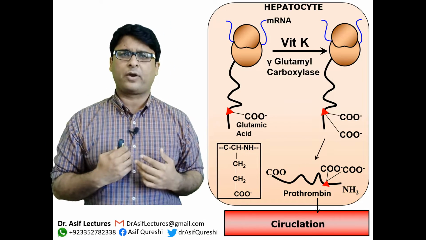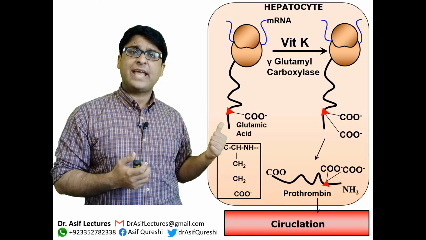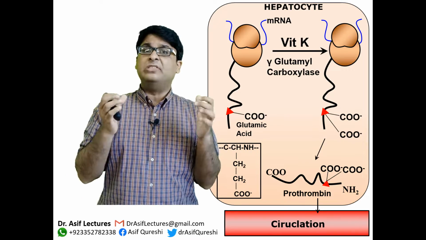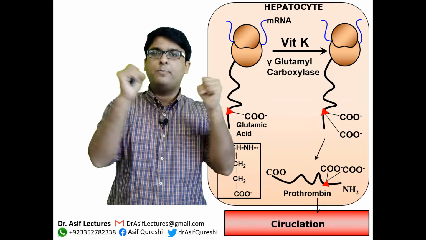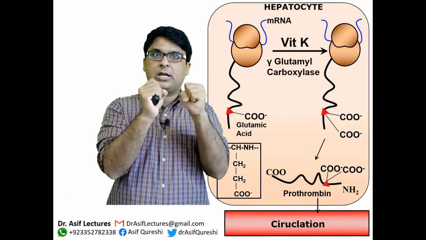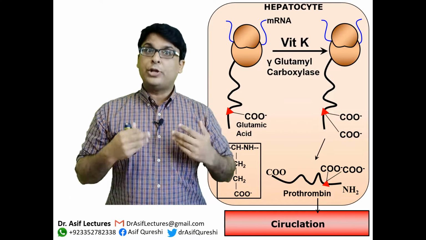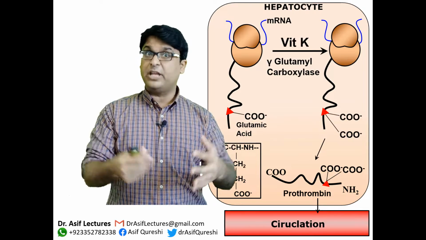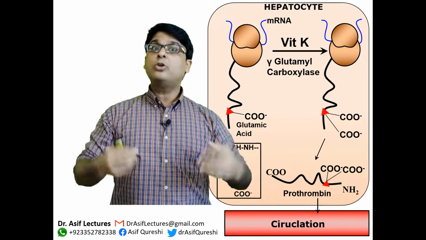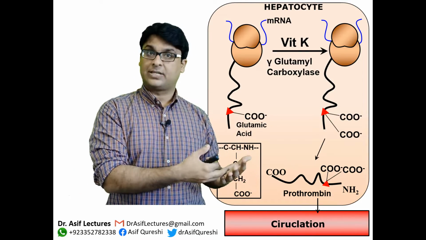Now, why is this important? This is important because for clotting factors, these carboxylic acid groups, which are negatively charged, will bind to calcium, to hold each other appropriately so that the clotting cascade happens normally. So in order for these clotting factors to work, they need calcium. They need to hold calcium. And in order to hold calcium, they need this additional carboxylic acid group.